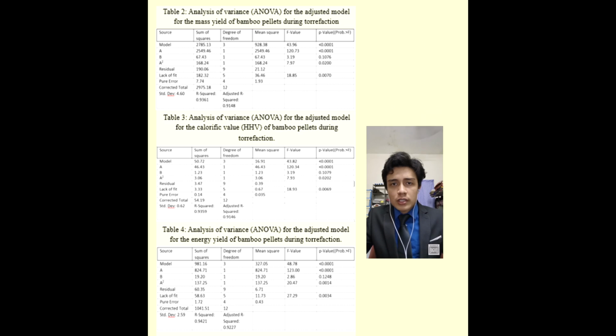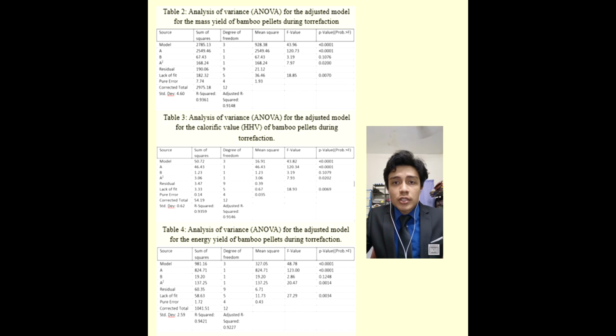The value of the correlation coefficient R square for the mass yield, HHV, and the energy yield is 0.93, 0.9359, and 0.9421 respectively, proving that the values are reasonable.